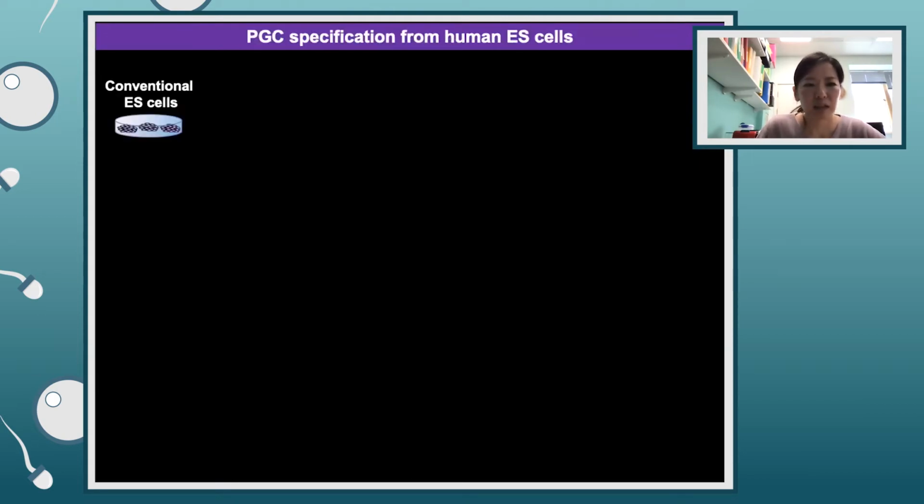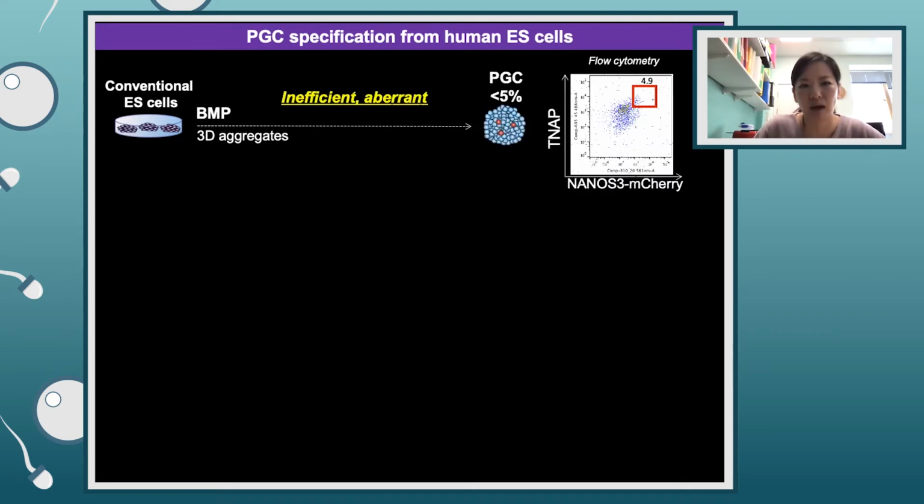The first attempt was done by adding the critical factor BMP to the conventional ES cells and forming 3D aggregations. However, as previous reports suggested, this was not really efficient. The PGC population that was expected to appear here by flow cytometry analysis, expressing both markers, did not appear efficiently. And the resulting cells showed aberrant gene expression profiling.